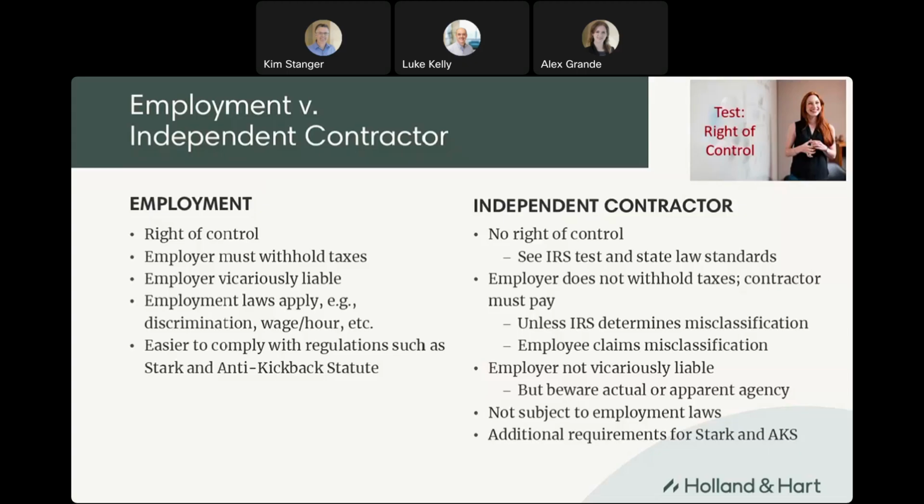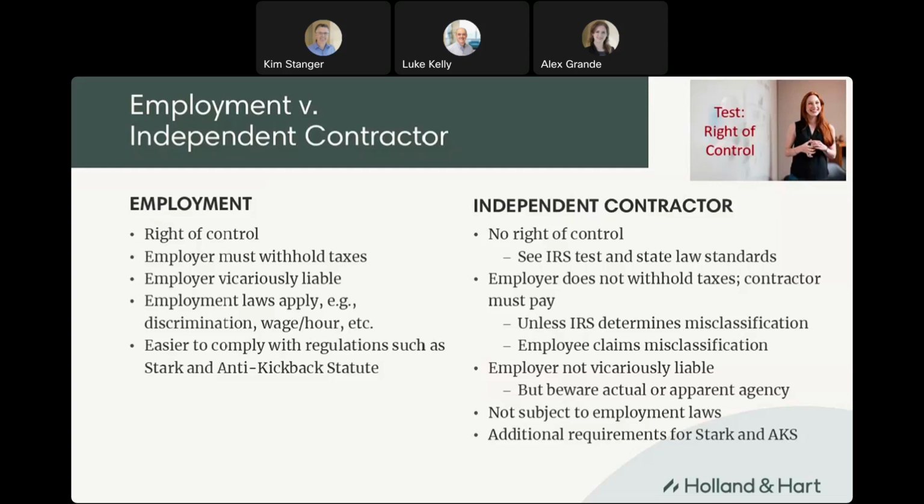Of course, if it's an independent contractor, the employer does not withhold the taxes; the contractor must pay them. But if you've misclassified the person improperly, then it's possible that the IRS could come in there and recover any taxes from the putative employer that were not withheld.